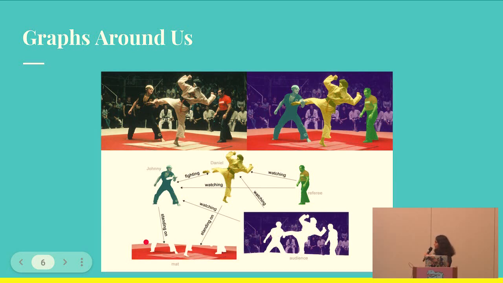But you can have each object in this scene as a node, and as you can see, the nodes are not of the same type, right? They're not just people, they're not just a single individual. It can be an object, it can be a person. And the edges over here are also different. The referee is watching, whereas Johnny and Daniel are standing over the mat, right? So edges have different meanings. And that's what graphs are all about. You can actually assign intuitive meanings to your graph, which is basically just nodes and edges.